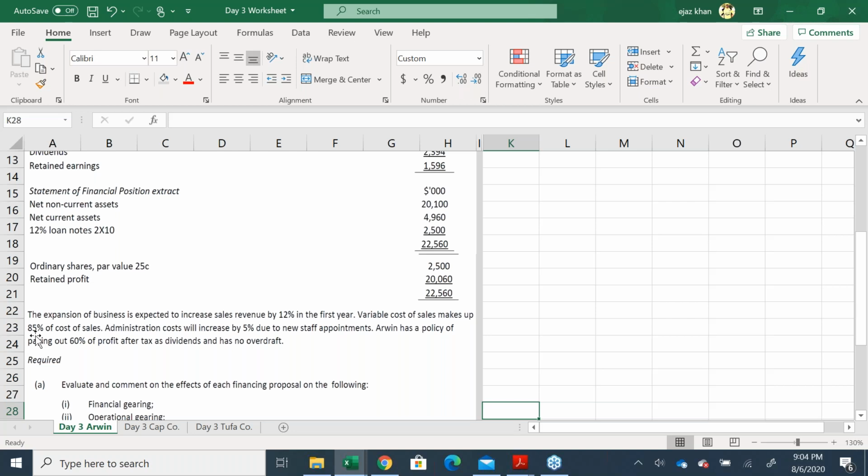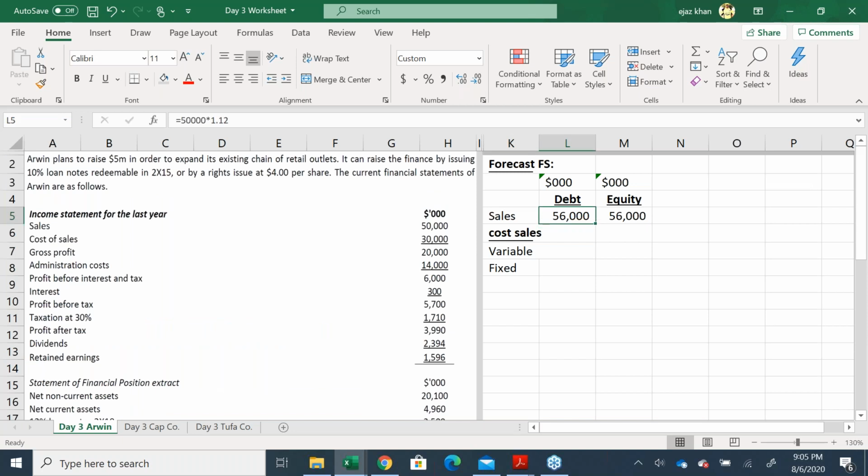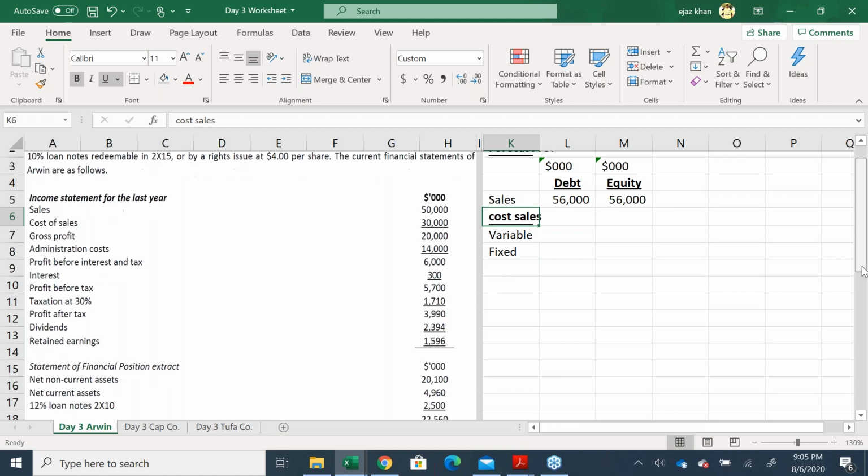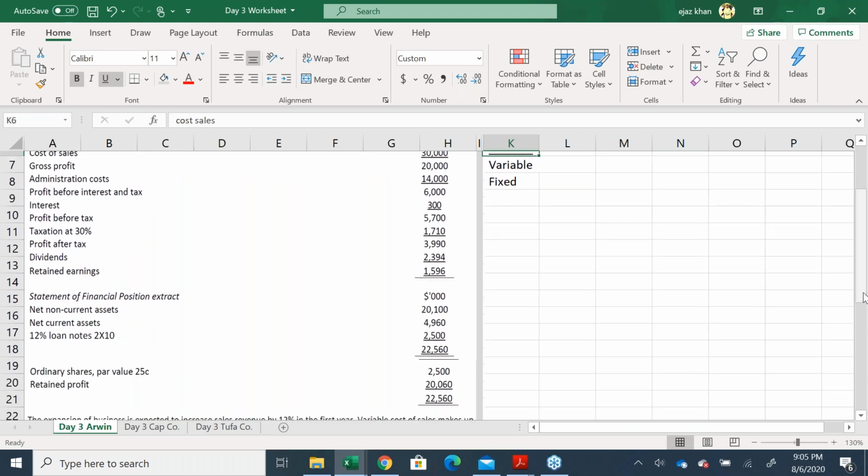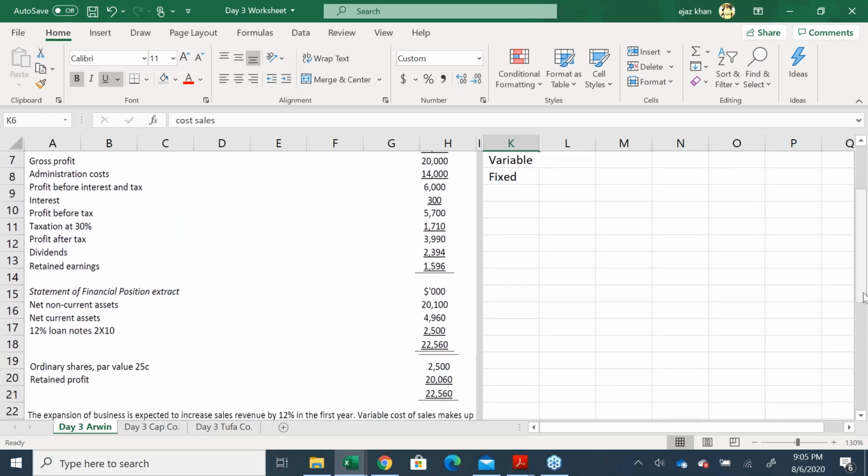So as you all know, if the sales volume increases, why should I multiply it by 1.16? The sales are increasing by 12%. So why should I be taking 1.16? Okay, no, I have multiplied it by 12%. As you all know, if the sales volume increases, it will increase the variable cost as well, but it will not change the fixed cost. That's why I have split the cost of sale into variable and fixed.